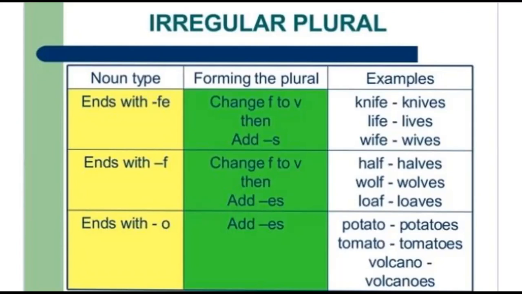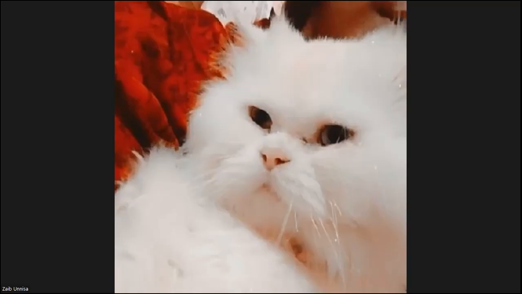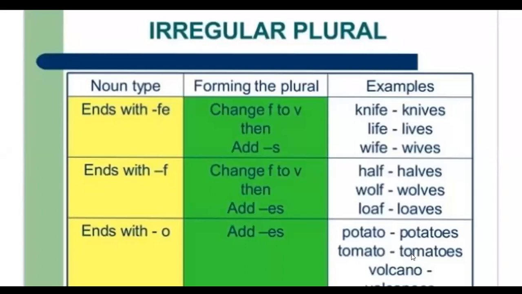So here you can note the difference: when a vowel replaces, or when a consonant replaces, S is used. Change, then add. Examples are knife, live. So with F, see how it is changed: by changing F to V, then add ES. Now, this is another example.